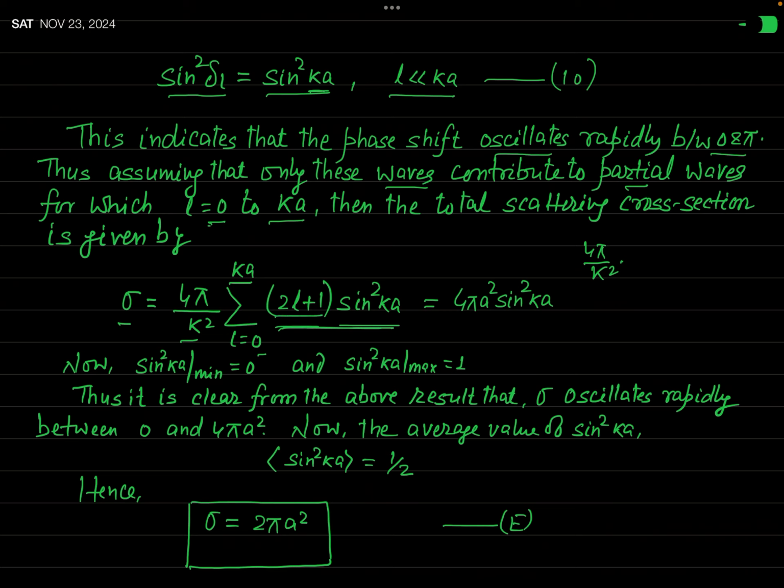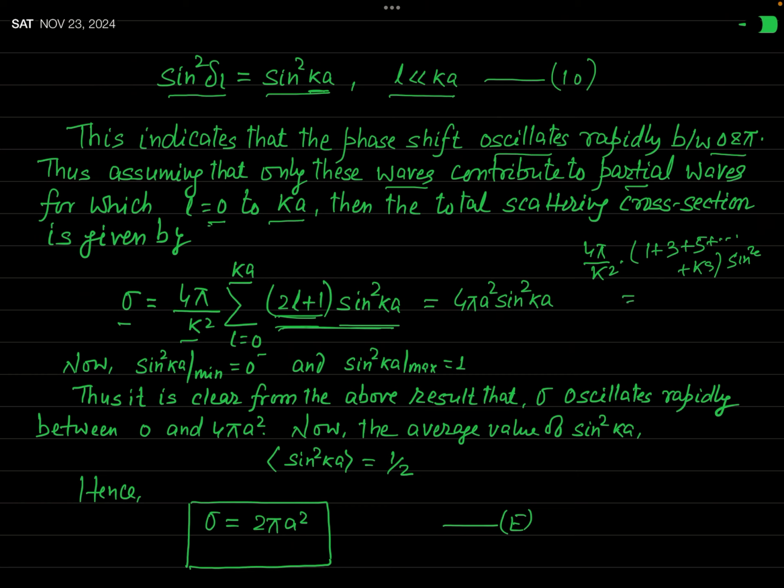In fact, what will be this summation? 2L plus 1. When L is 0, this will be 1, plus when L is 1, then this will be 3, and when L is equal to 2, then this is 5. So this is just the sum of the odd numbers. And finally you will put this up to Ka, times sine square Ka.